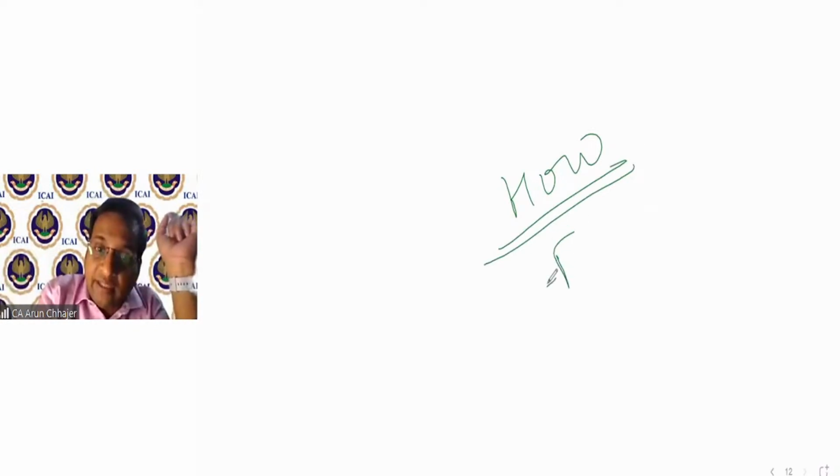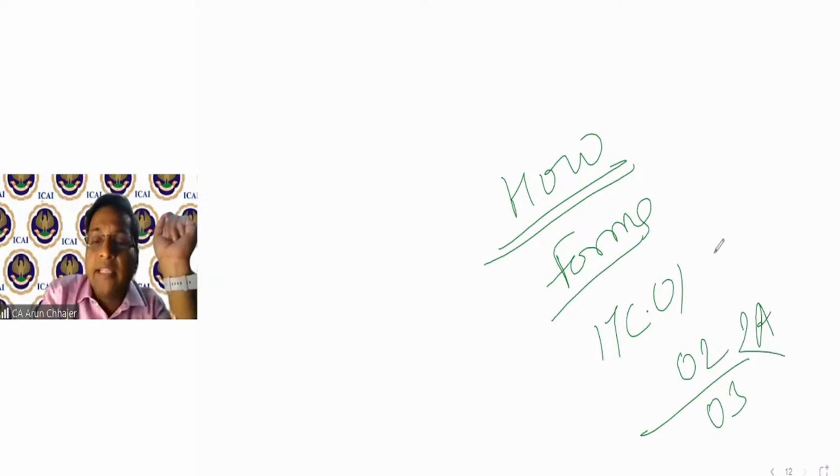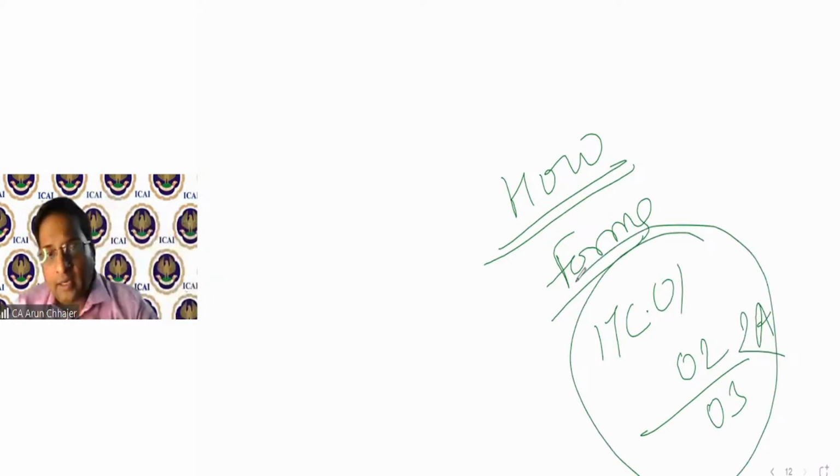Now the question is how the ITC can be taken. They have given certain forms: ITC 01, ITC 02, ITC 03 for reversal of the ITC, ITC 02A. Again, the form numbers are not relevant, but I am mentioning them so that you understand the concept.